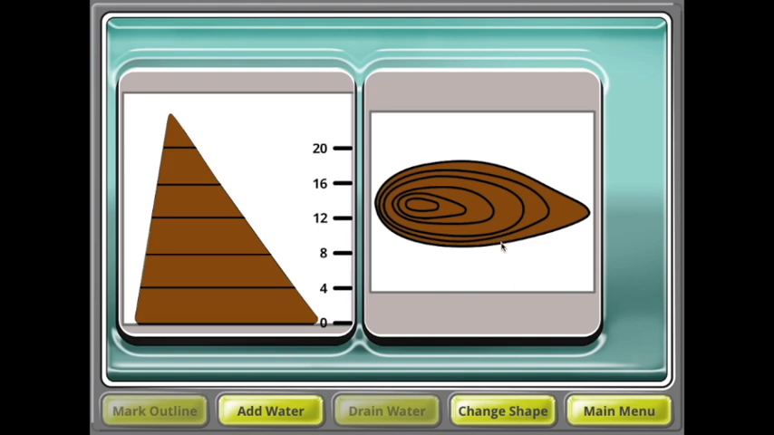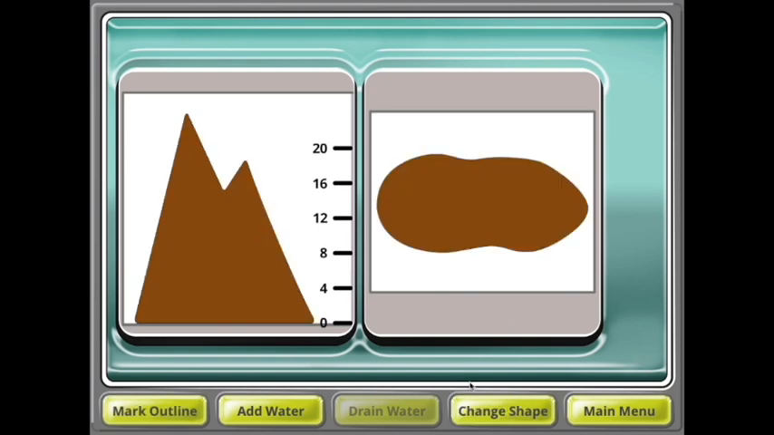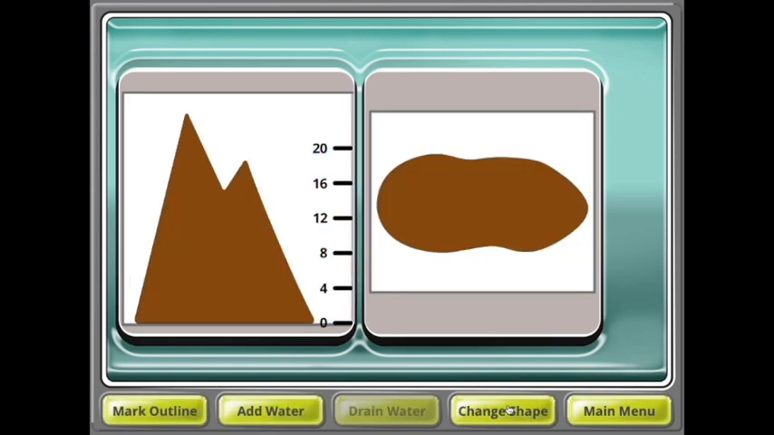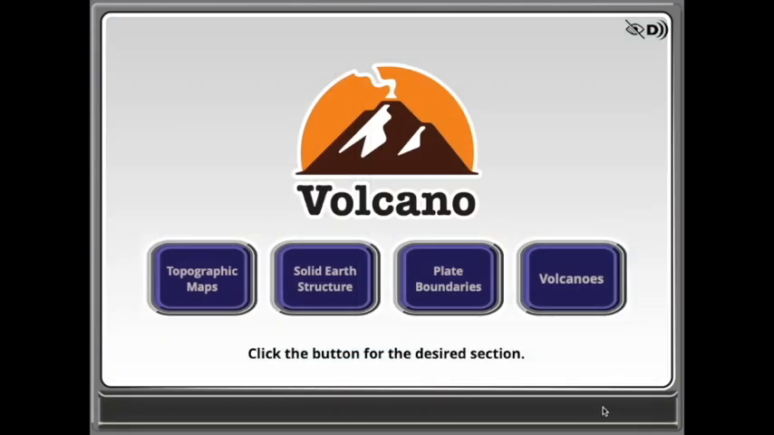Select the Change Shape button to create different maps for different shapes. Select the Main Menu button to complete other parts of this simulation.